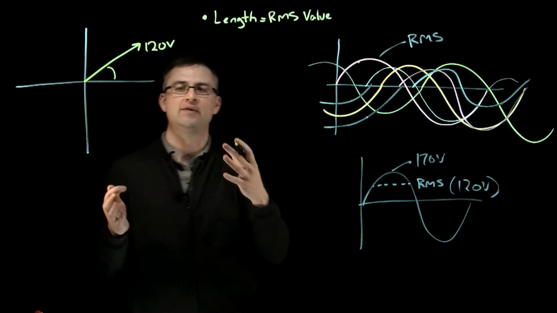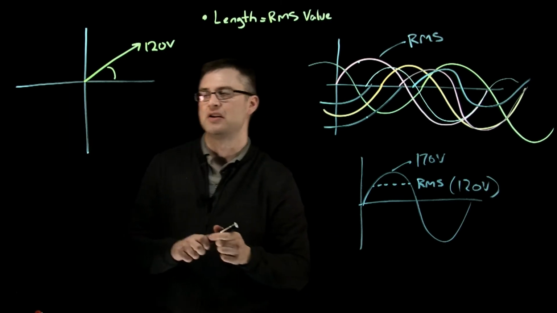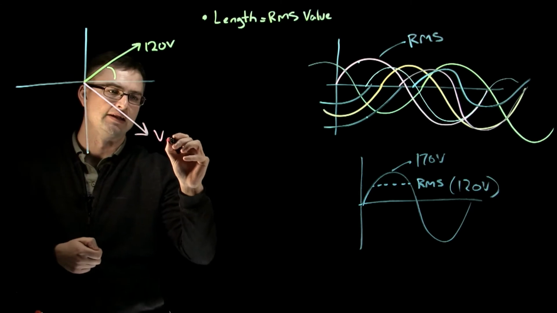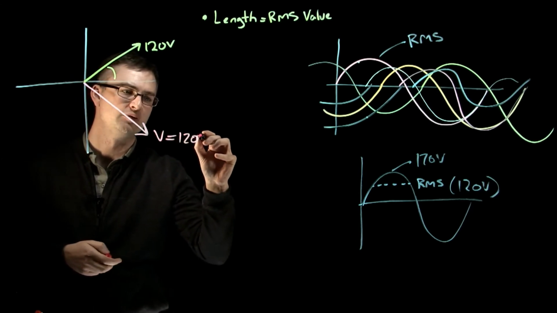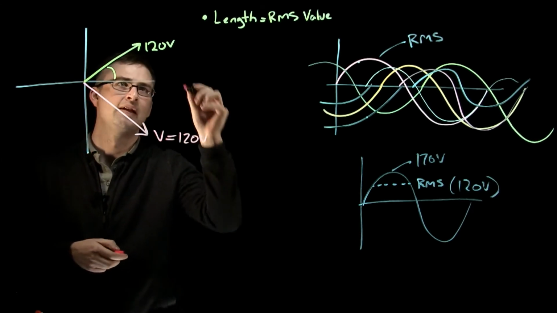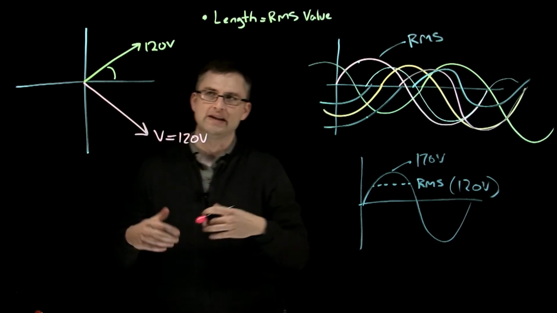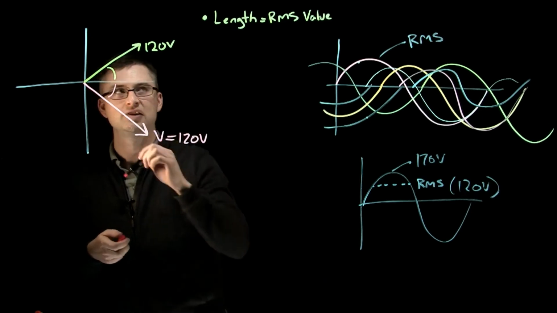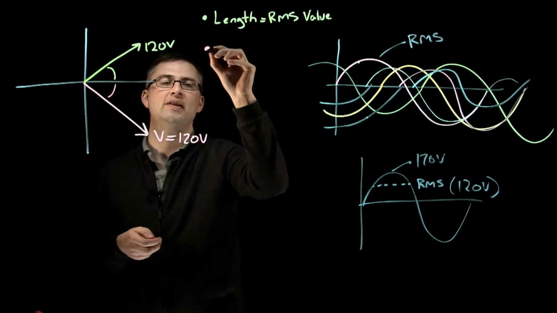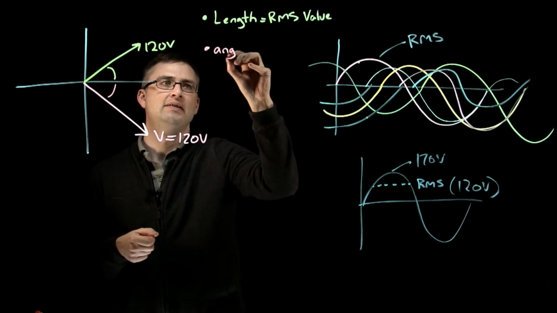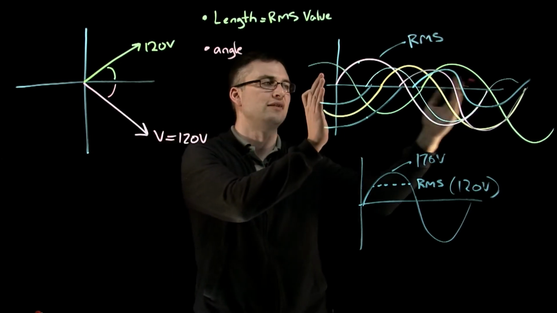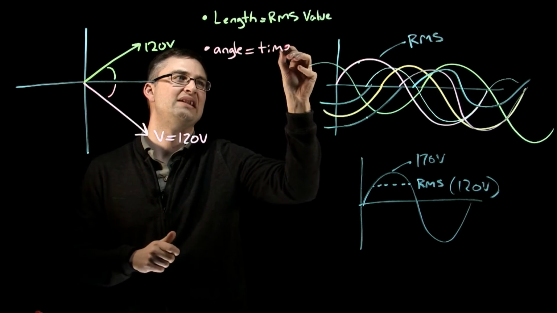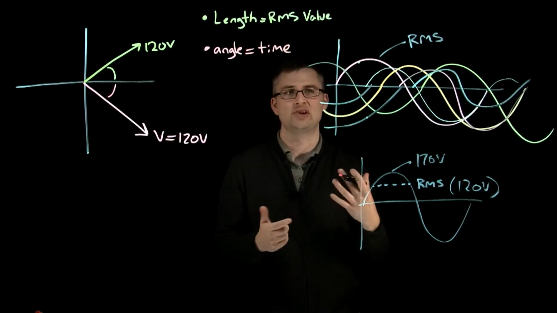So why do I have an angle here? If I were to compare that to a voltage phasor down here, say it's equal to 120 volts, and that's equal to 120 volts, why am I drawing them at different angles? What's going on here? The other part of the phasor is basically the phase shift in our sine wave. It's time. It's the time in which things happen.